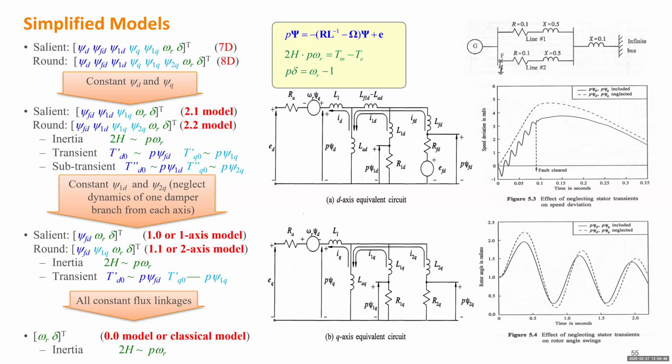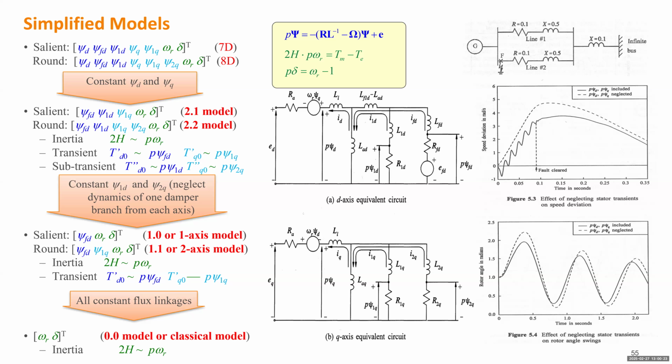If you don't want to model any flux linkage, you only keep the swing equation. That is called the 0.0 model or classical model. The classical model can still model some dynamics of the inertia of the rotor or generator, but you won't be able to model anything from the flux linkage because the inertia constant H also falls into the time frame of the subtransient dynamic. So you can still somehow model some subtransient, but it's not accurate.